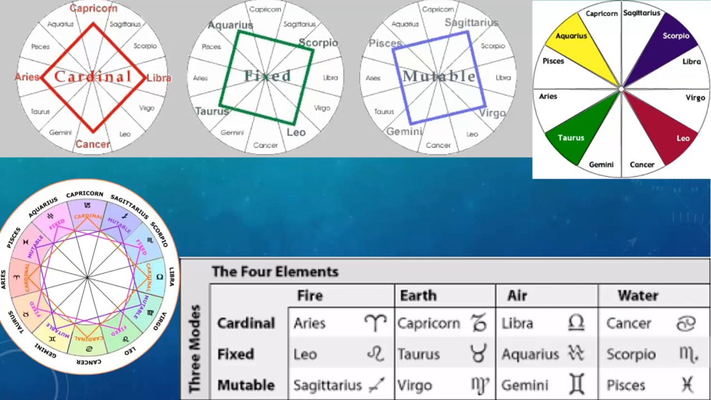And I've also included a matrix here, and you can see in the columns you've got the elements, fire, earth, air, and water. And then in the rows we have the qualities, cardinal, fixed, and mutable. And that's another way that you can show this geometrical relationship that can be showed as a network on the circle or in a grid format.